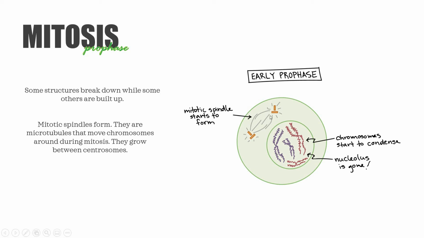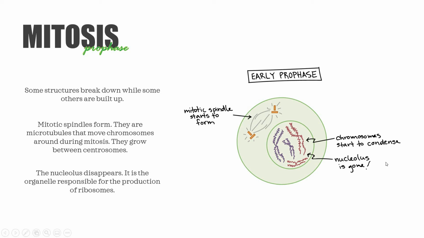The mitotic spindle forms, and then they are actually microtubules that move chromosomes around during mitosis. They grow between centrosomes. It refers to these fibers. Ang sabi sa kanila is sila yung mag-move around, sila yung maggagalaw ng mga chromosomes during mitosis. Okay. And they are also found between the centrosomes. Okay. So next one is the nucleolus disappears.